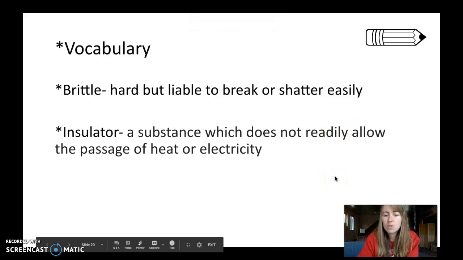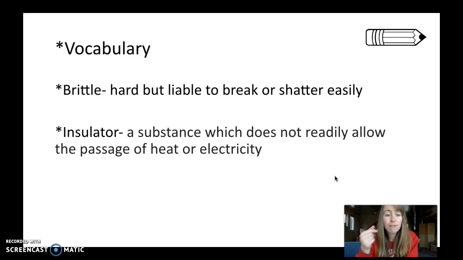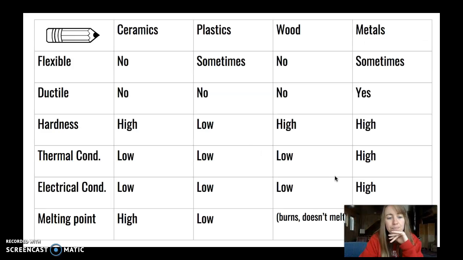Okay, so examples of insulators are fabric. Fabric is a great insulator. That's the reason that we wear it. In the winter, we wear winter coats because they are insulators. They keep the heat in our body instead of transferring it out to the world.